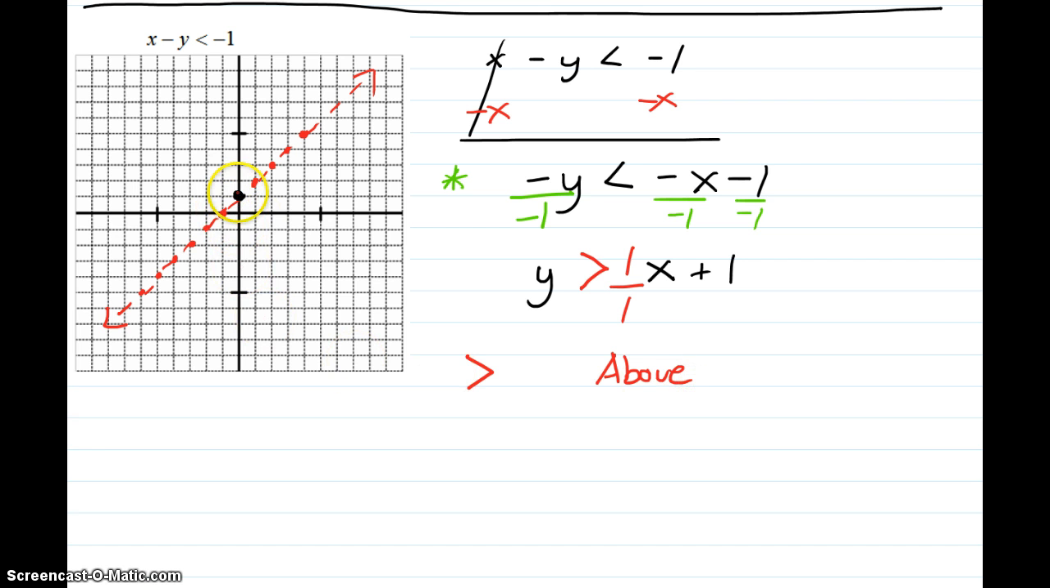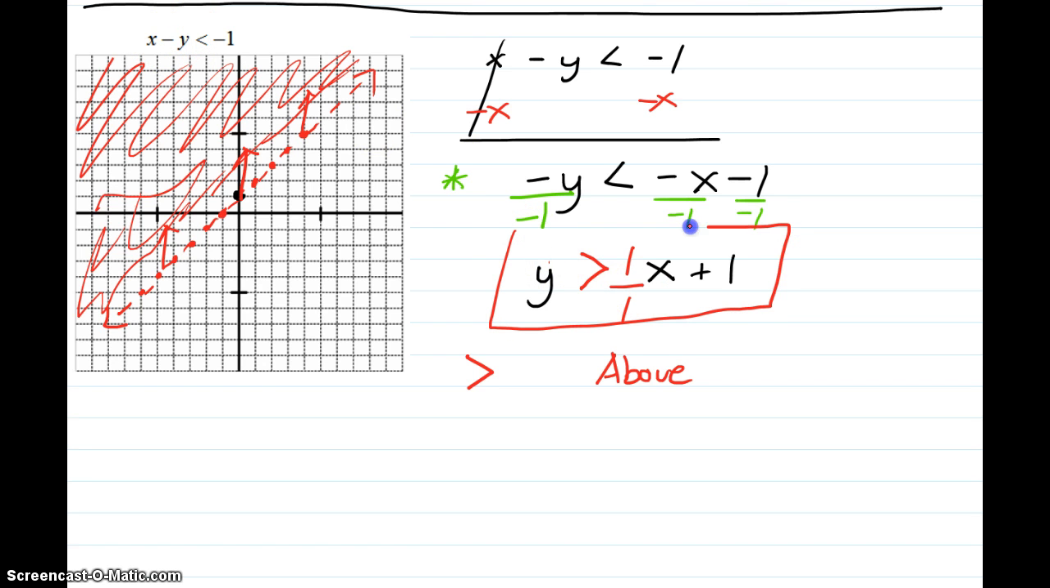And so just put your pencil on your y-intercept. All the numbers above that are up here. So that means we are going to shade everything above the line. So this is the graph of x minus y is less than negative 1, which when solved for y becomes y is greater than x plus 1.